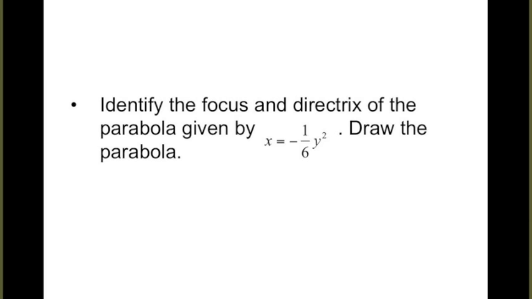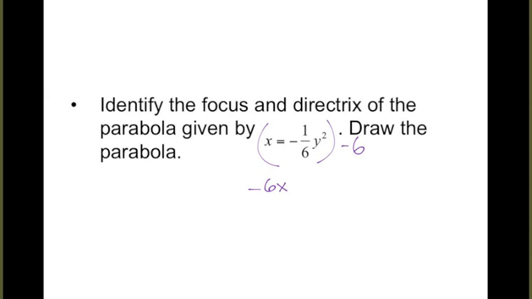In either of the 2 forms, the squared thing is alone. So for our parabolas in this section, we're going to want the squared thing to be alone. So in this problem, I need to get the y squared alone. How do I do that? Add 1 6. Multiply by negative 6.